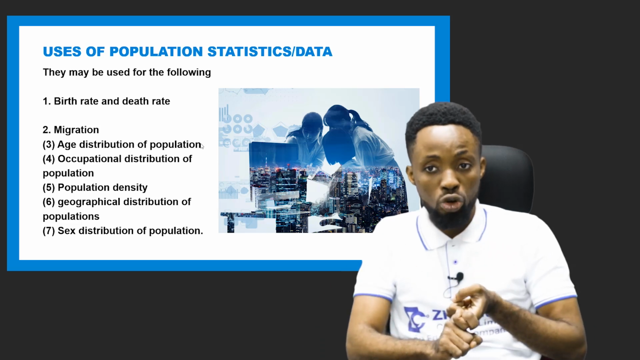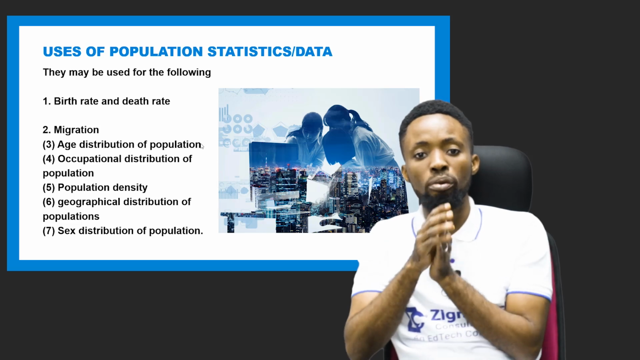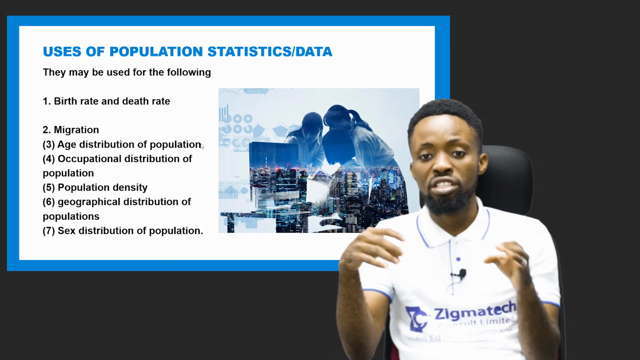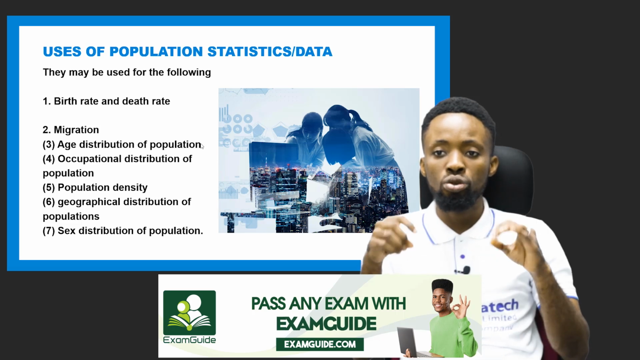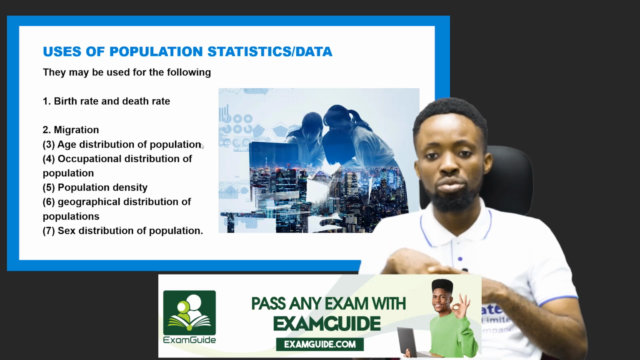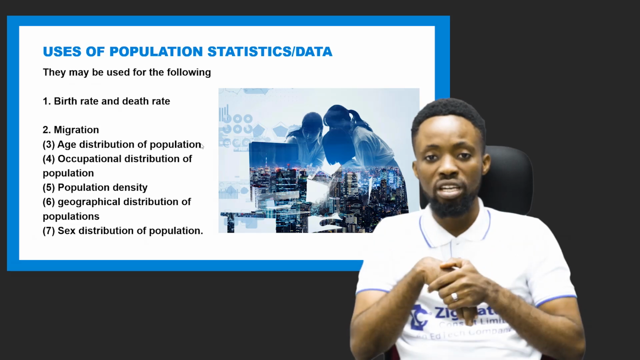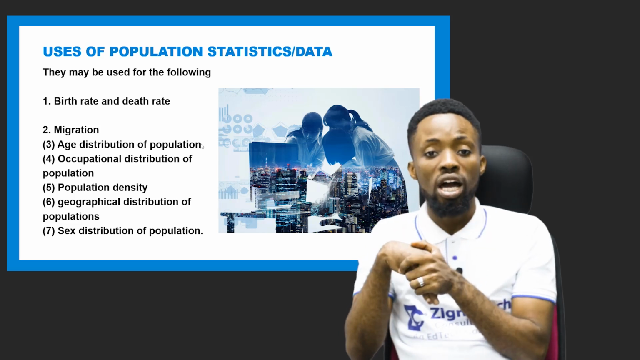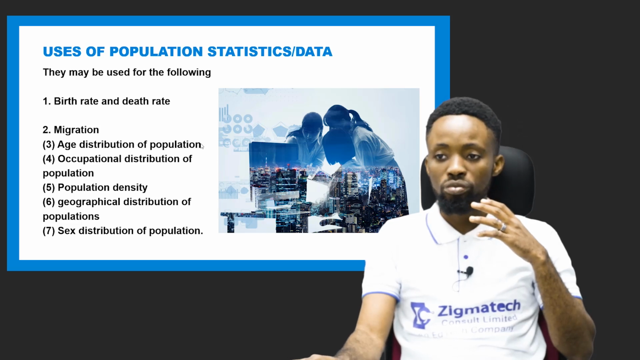It can also be used for the occupational distribution of the population, and as well used to decide the population density of a place, if the population density is increasing or if it is reducing. Then also in different countries of the world, we use population statistics or data to decide the geographical distribution of population, and as well we use it to describe the sex distribution of a particular population to know the number of females and the number of males that are in that geographical location.